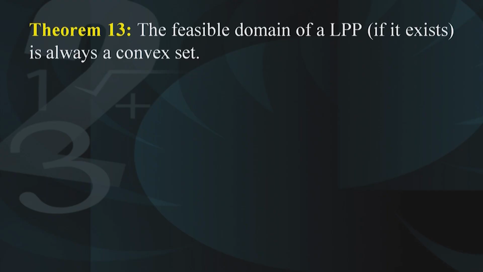And as I explained in the last lecture, there will be multiple such points, and in fact there will be an unbounded number of such points. Theorem 13: The feasible domain of a LPP, if it exists, is always a convex set. Again, this is one of the reasons why we were studying convex sets with respect to linear programming problems.